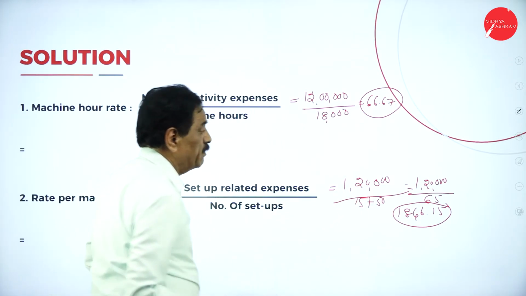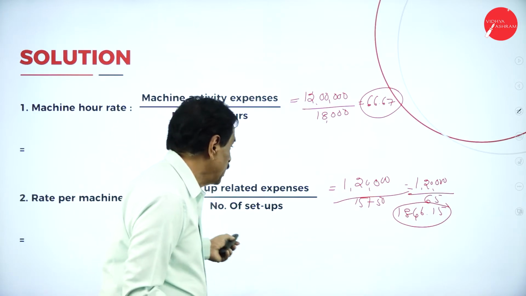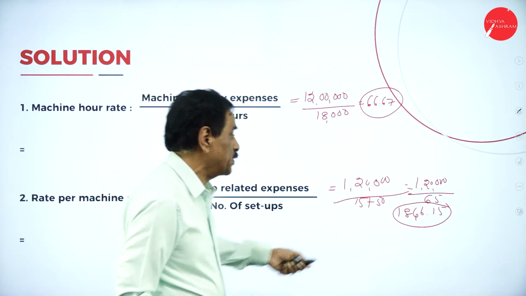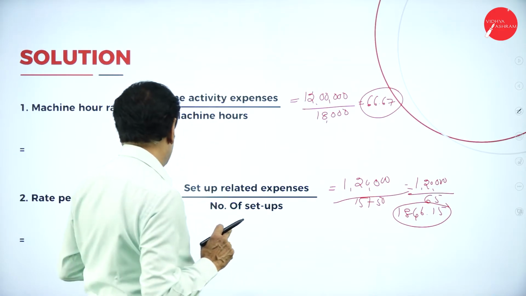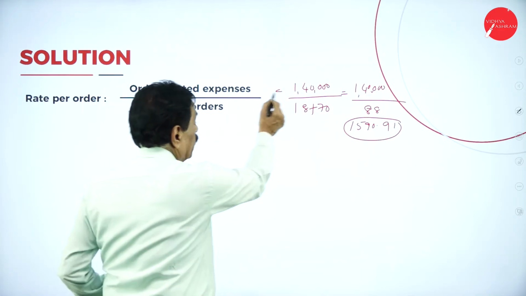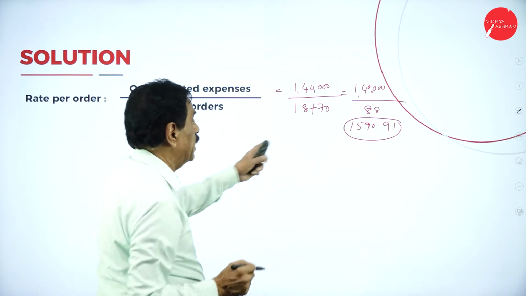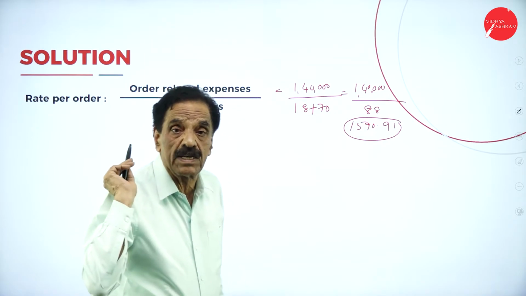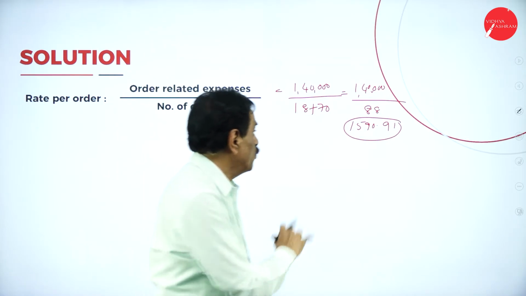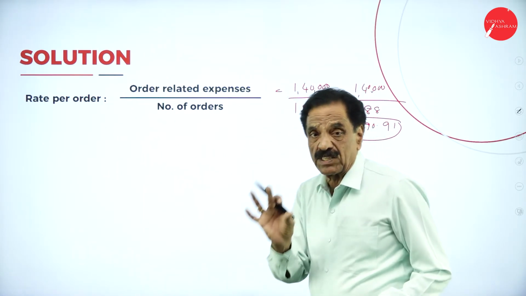Setup related expense given is 1,20,000. Number of setups is 15 plus 50, which is 65. It will come to 1,846.15 per setup. Here 1,40,000, number of orders 18 plus 70 is 88. It will come to 1,590.91 per order. So we calculated the three activities.